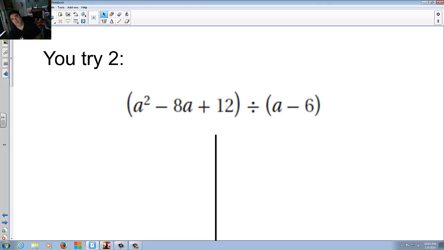You try number 2. A squared minus 8a plus 12 divided by a minus 6. This time I'll actually wait. Go ahead. Pause. Let's see how you did.